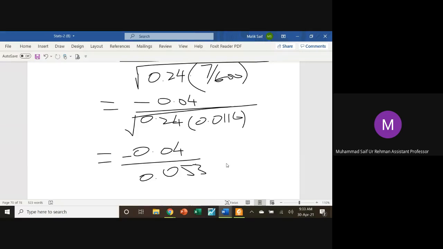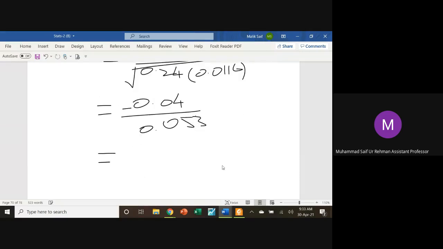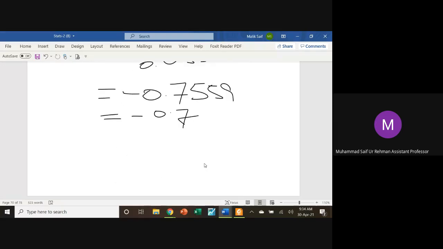Yes, you are correct. The answer is minus 0.7559. So you may take it as minus 0.75 or you may take it as minus 0.76. This is your Z. Fine.